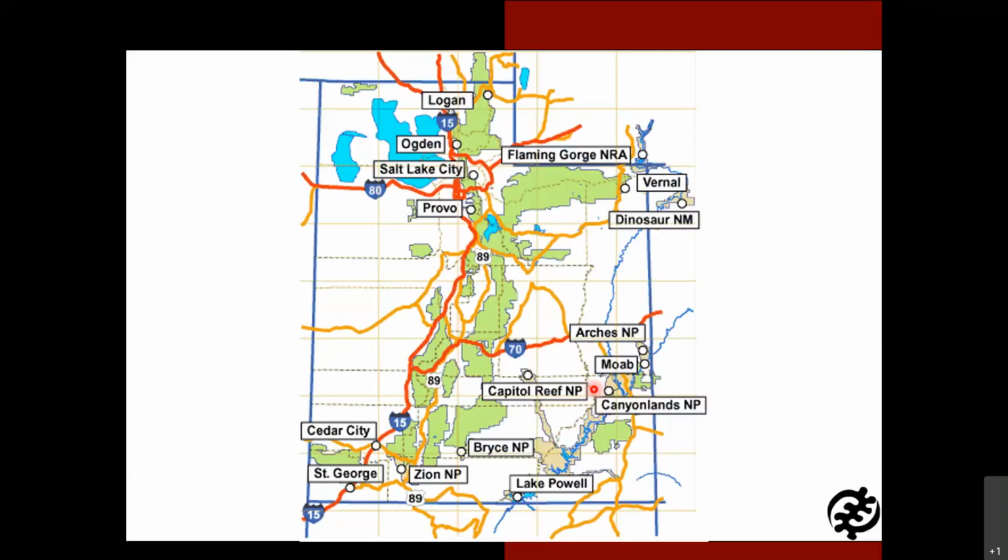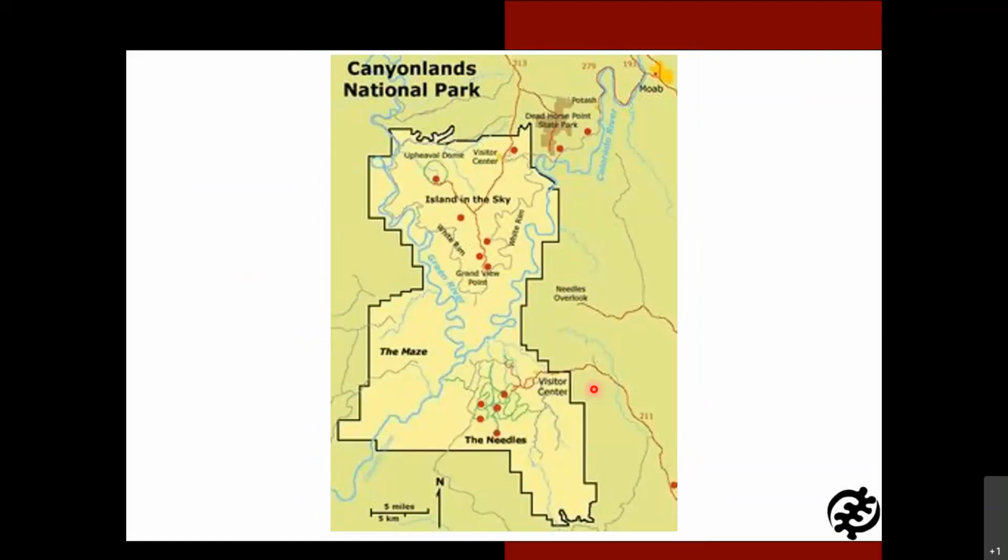But in the western part of Canyonlands National Park is something called the Maze. It's very, very difficult to get to. I have been in the Maze. Oh, I got lots of stories of the Maze. But hidden in the Maze of Canyonlands National Park... so here's Island in the Sky up here. Here's the Needles District. But over here is the Maze.